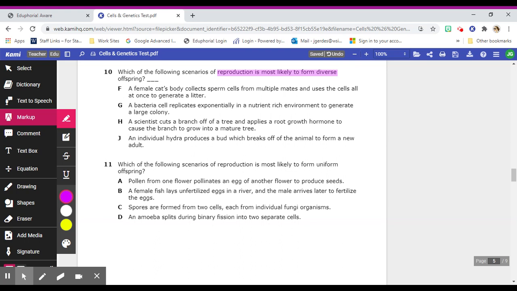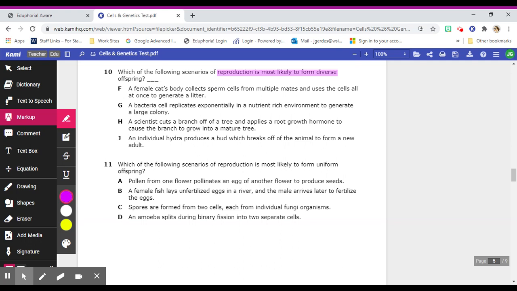Okay, question 10 is saying, which of the following scenarios of reproduction is most likely to form diverse offspring? So diverse offspring is what we're looking for, which would be sexual reproduction. Remember, asexual is going to create less diversity because they are exact copies of their parents. Okay, so F, a female cat's body collects sperm cells from multiple mates and uses them all at once to generate a litter.